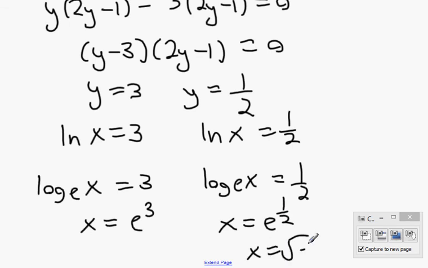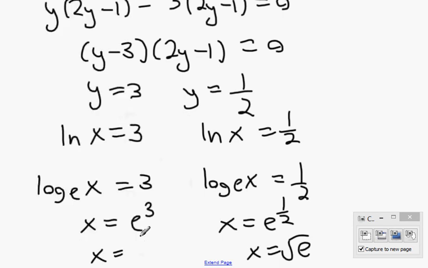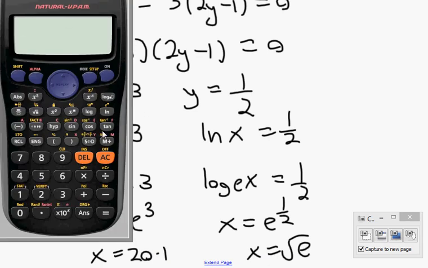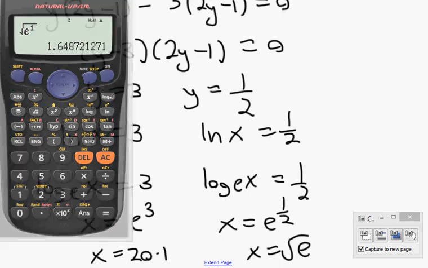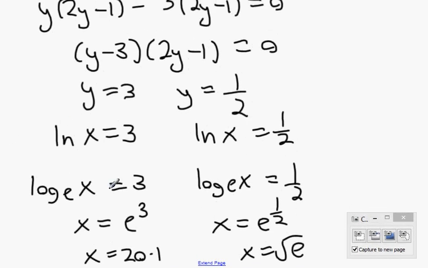x equals root e or x equals e cubed. You can leave it as e cubed. If you really want to find out the number, just put it into your calculator. e cubed is 20.09 or 20.1. Root e is going to be root e. We just do it here, root, and then look for e. We only want 1 e, so e to the power 1, 1.65. How is e to the power of half the same as root e?